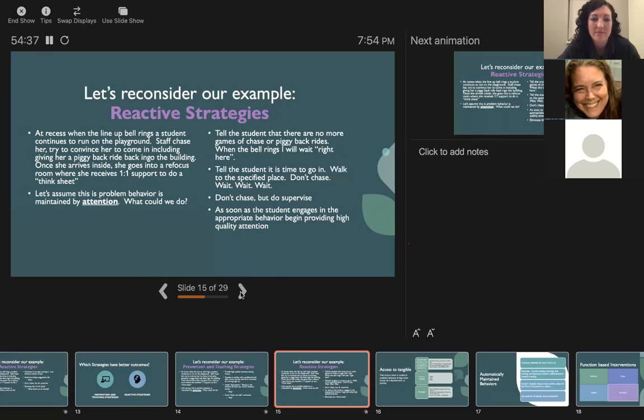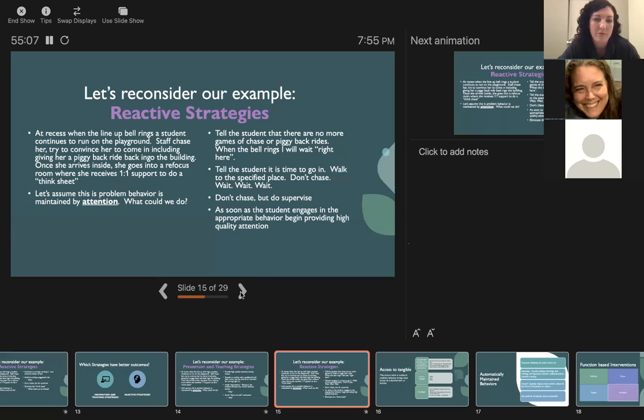So what we want to concern ourselves with is the future occurrence of that problem behavior. So what's happened has happened, but what we want to change is next time, I don't want to wait 4 minutes. I want to wait 2. And so the best way to do that is by, as soon as they make the right choice, I'm right back on providing high quality attention.